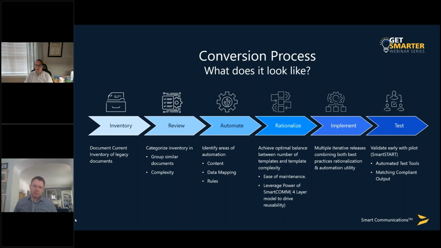So the implementation is vital, because what you want to do throughout is test, test, test, test. So you migrate and then you test, then you migrate some more and then you test. The reason for that is you're going to fix the issues that you find early on, and you apply that to the next sprint.